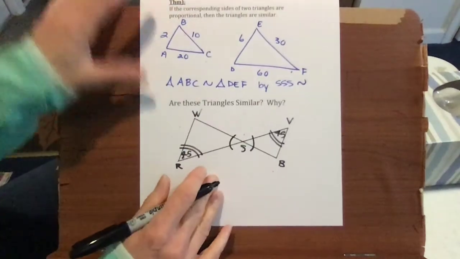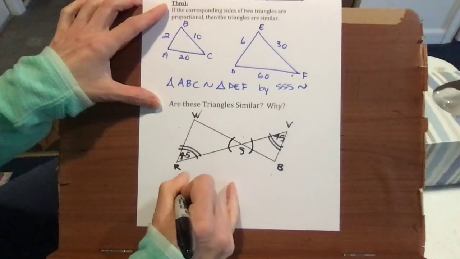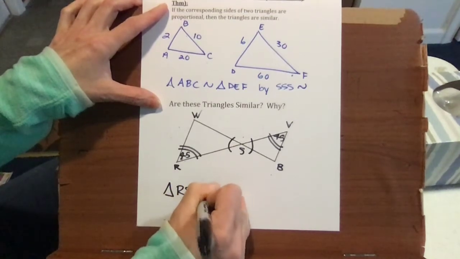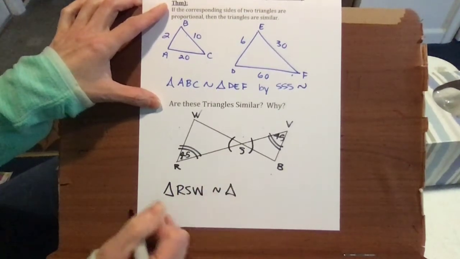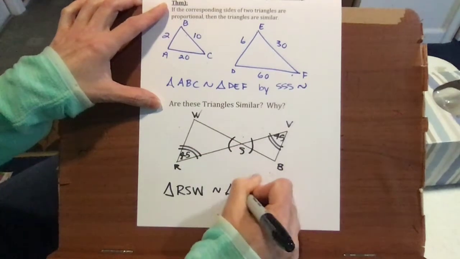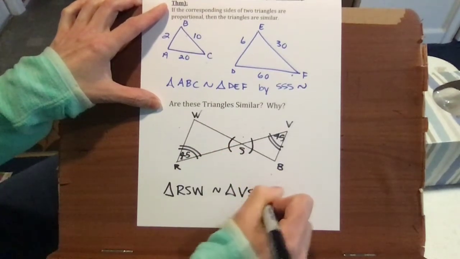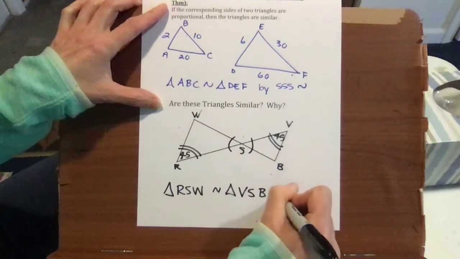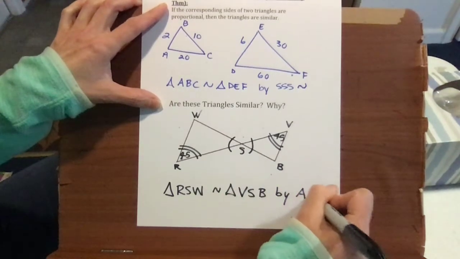So our similarity statement is going to be triangle RSW is similar to triangle. Now R corresponds to V, then we go to S, and we go to B. And it's by angle-angle similarity.